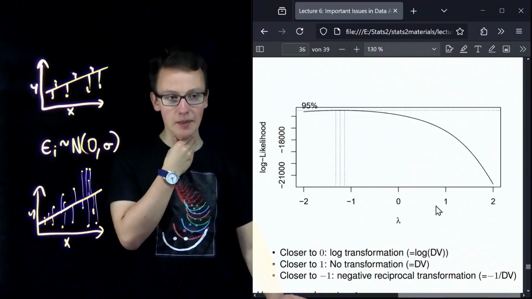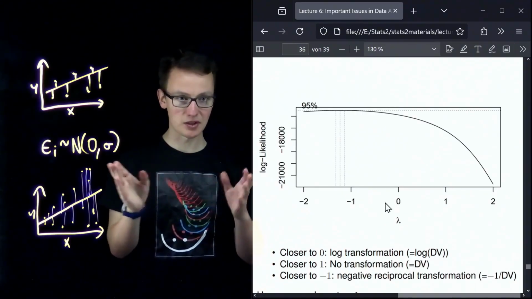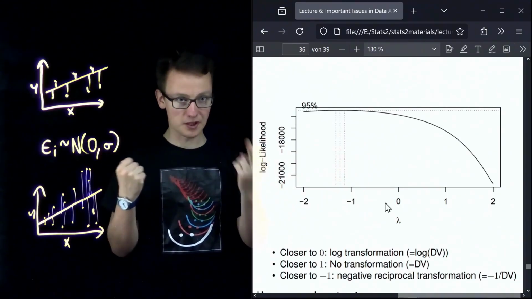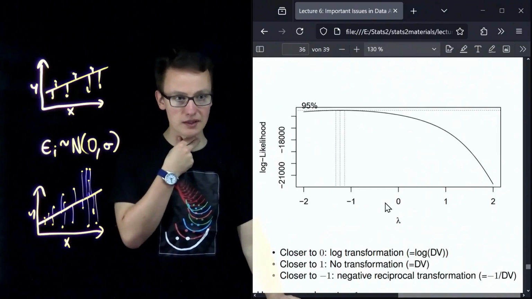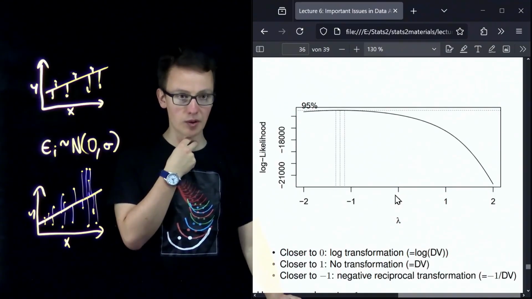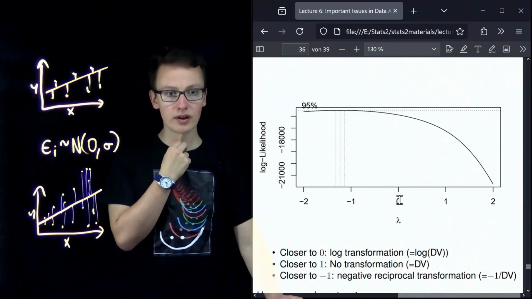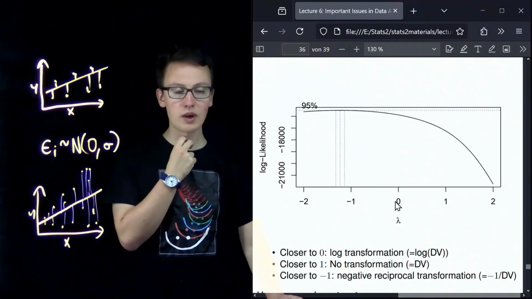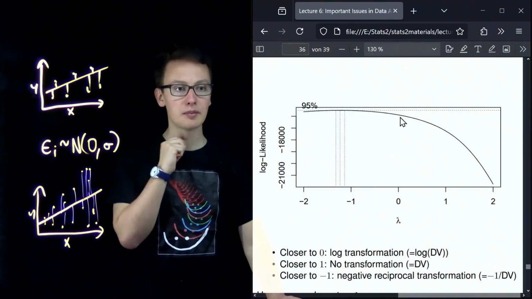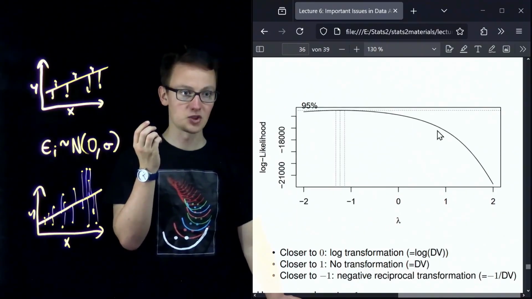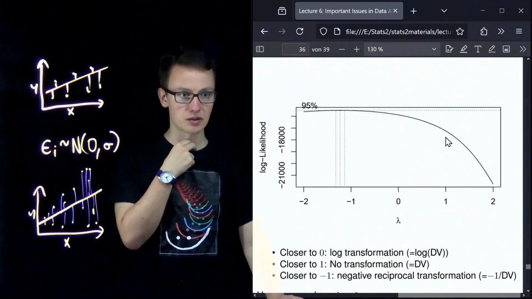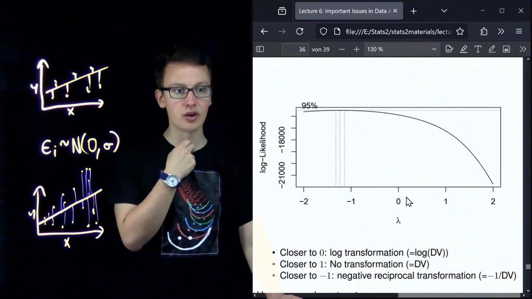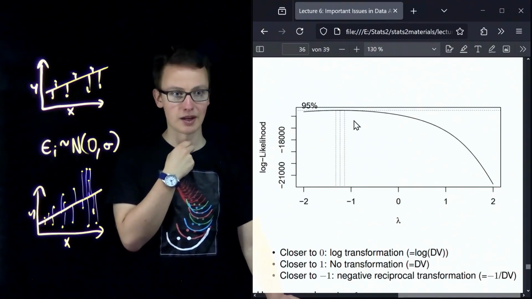Okay, and this lambda represents different kinds of transformations we could make. It's actually a continuum of possible transformations, but the two possible transformations that we're really interested in are either the log transformation, which is what lambda equals 0 represents, or the inverse transformation, which is what lambda equals -1 represents. And we can read off this plot how the log likelihood changes depending on whether I'm in the situation of no transformation, which is lambda 1, log transformation, which is lambda 0, or inverse transformation, which is lambda -1.